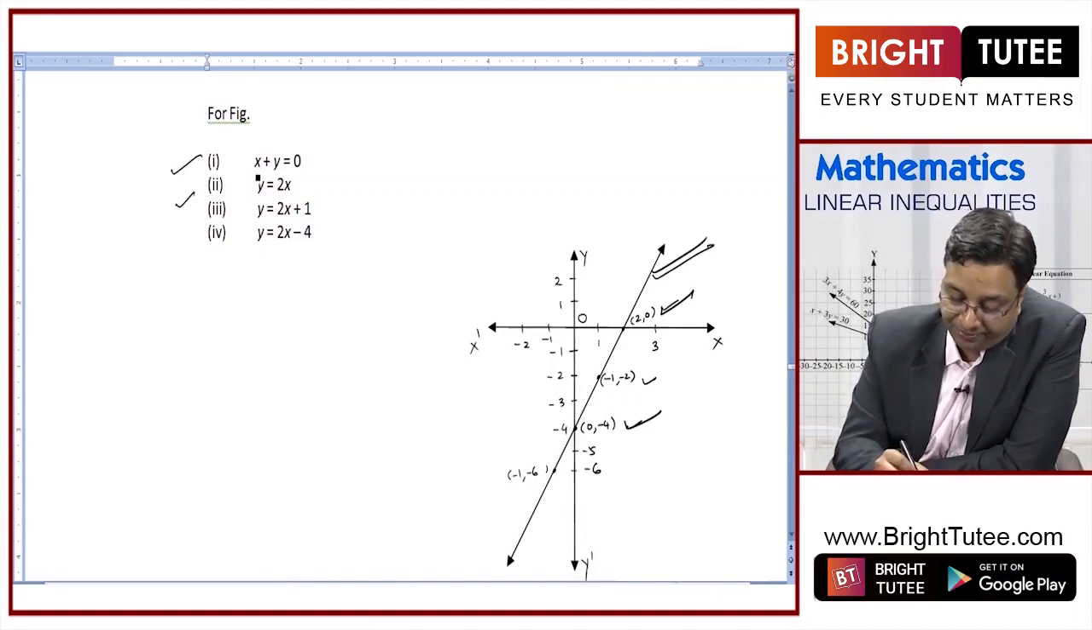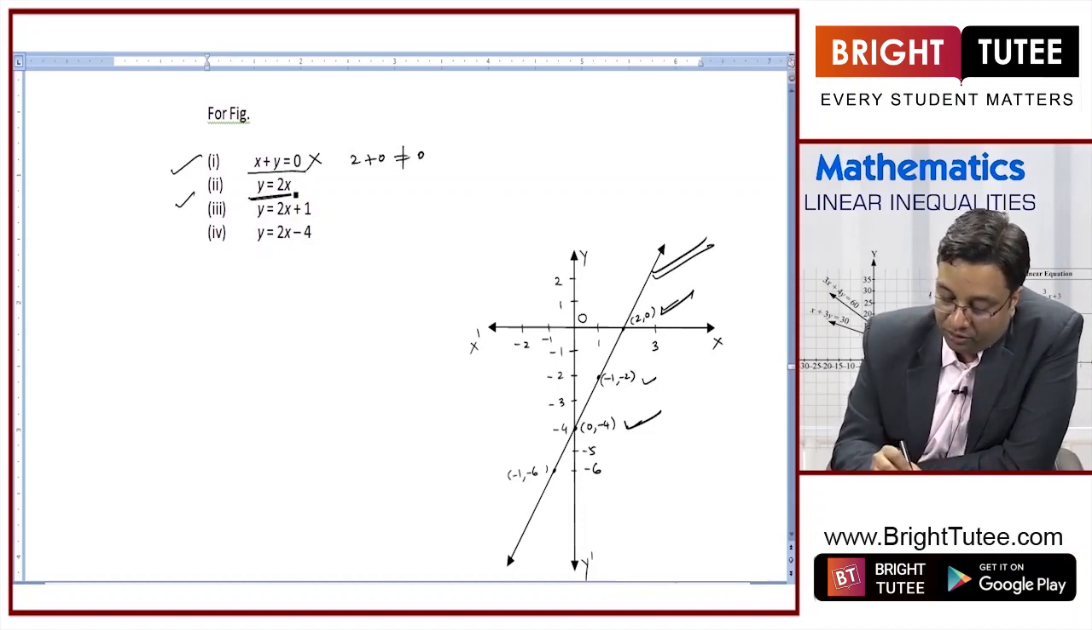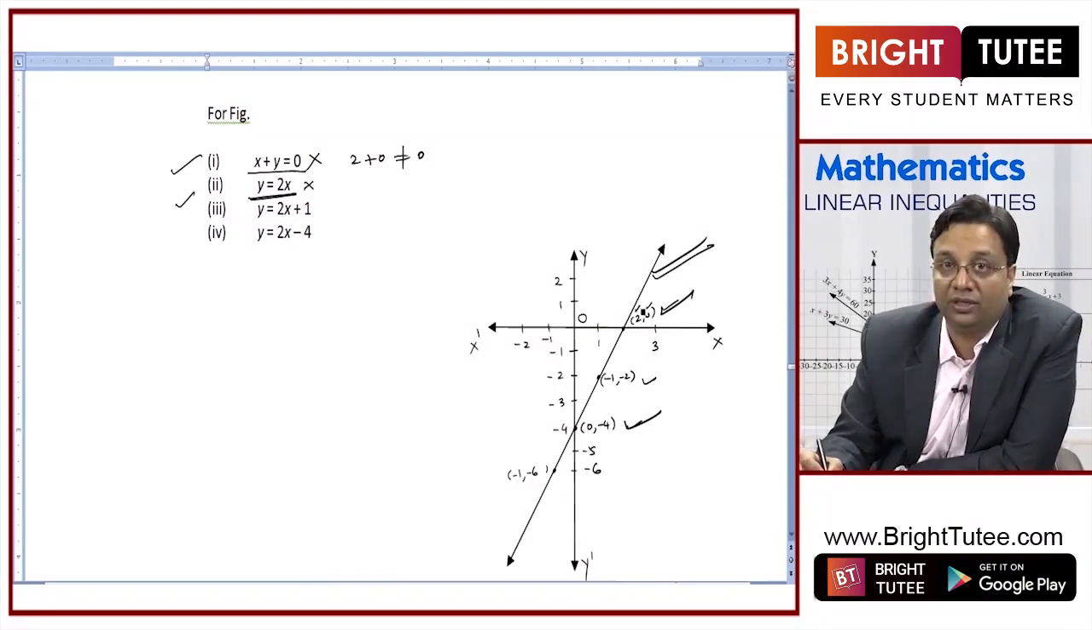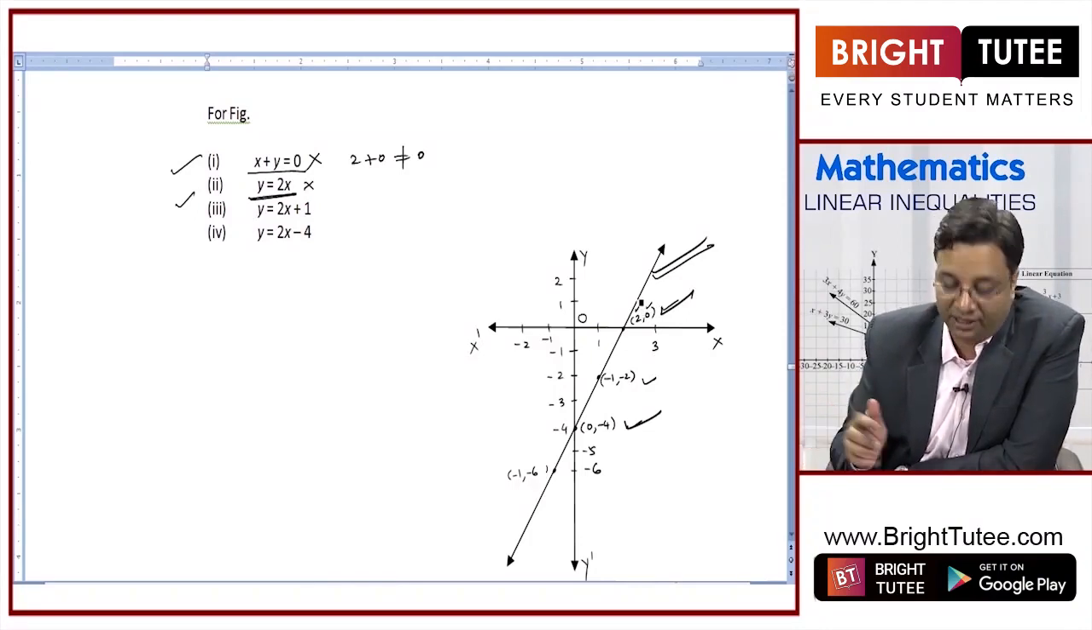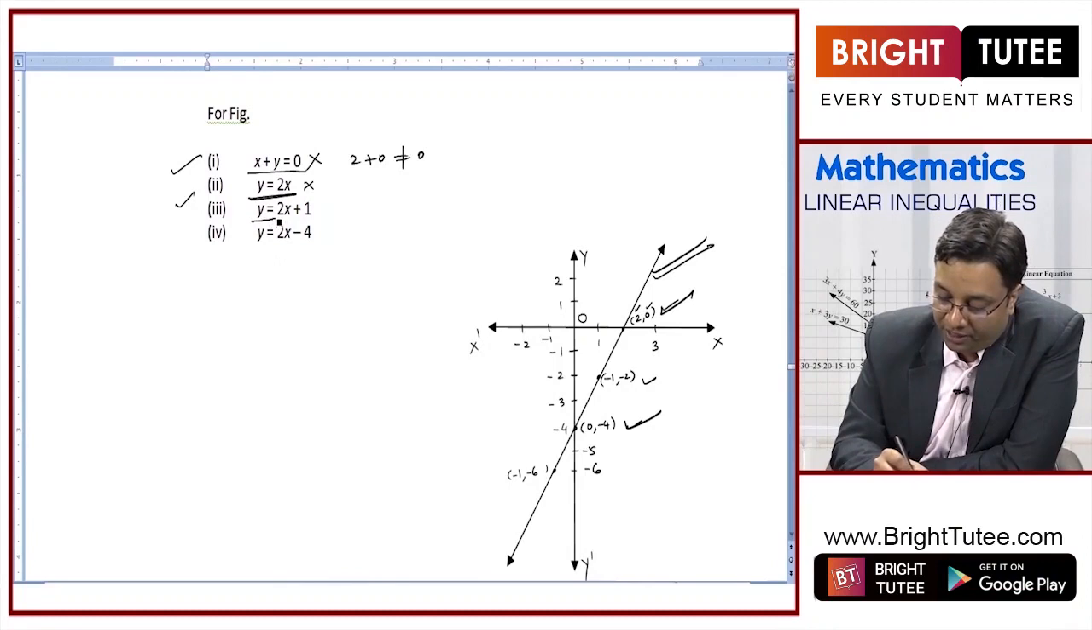So I am checking this point and this point. 2 comma 0. 2 plus 0 is not equal to 0. So hence it is not a solution. Let me check this one. 2 comma 0. If I put x equal to 2, y will be 4. So this is not a solution. If I put x equal to 2, y should be equal to 0, right? Then this point will satisfy that equation. Now, if I put x equal to 2 here, y will be equal to 5. So this is also not a solution.